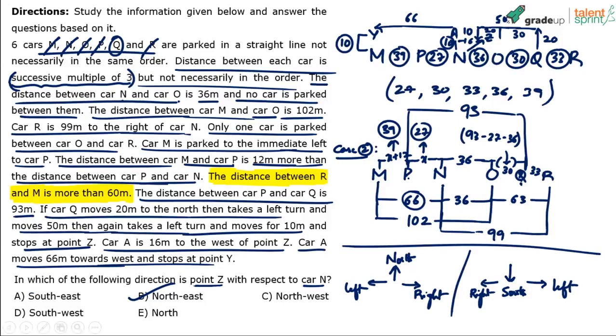Okay, so I hope all of you have understood, right? See, try and understand that point Z is 10 meters above N on the north side, and it is towards the east side. So between north and east, northeast. So the answer to this question would be option B.